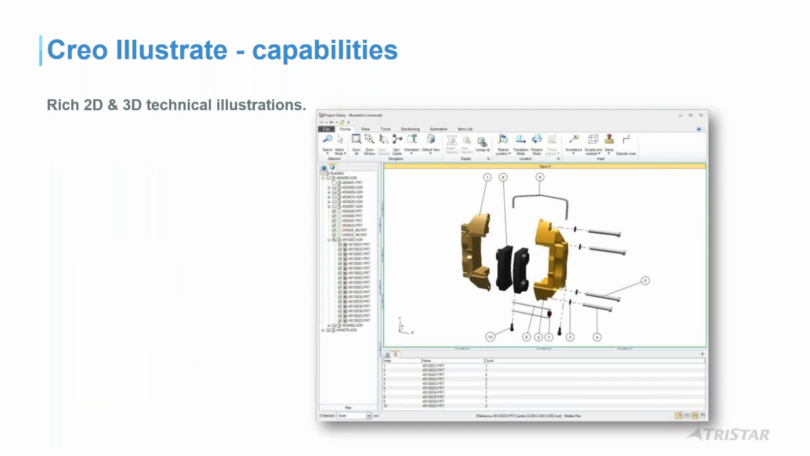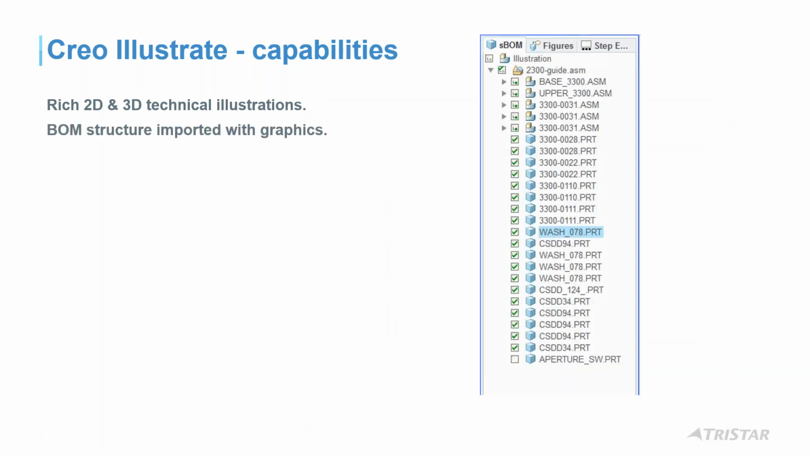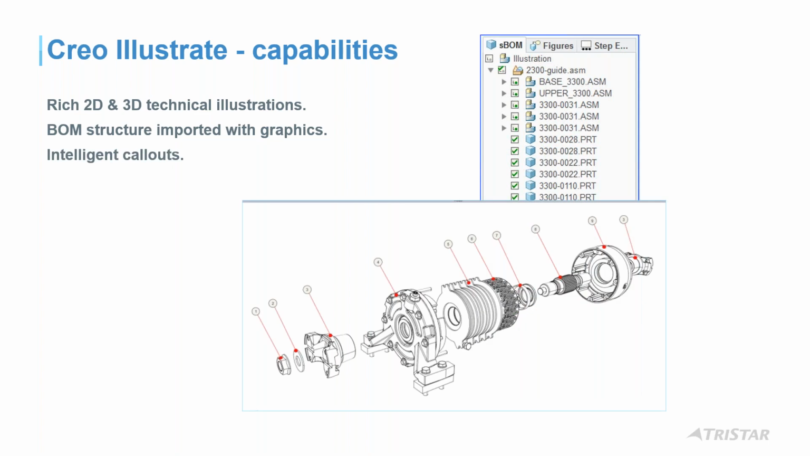Creo Illustrate allows me to get those 2D illustrations from that 3D content or keep it in 3D when I need it. It allows me to see the BOM structure that's imported, so I can hide, remove parts I don't need. I can get information about parts and components. I can also create intelligent callouts, parts list tables based on that BOM that comes in. And I can sometimes edit that BOM if I need to.